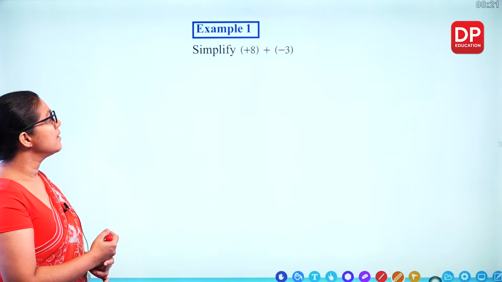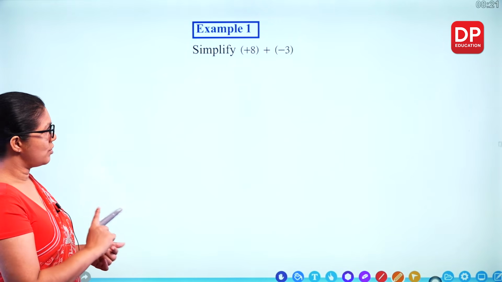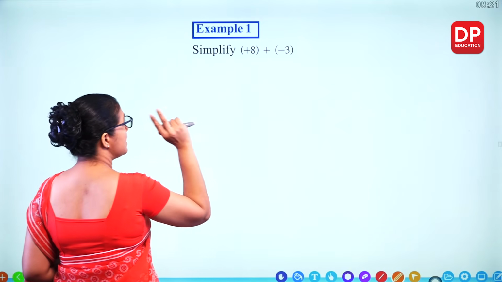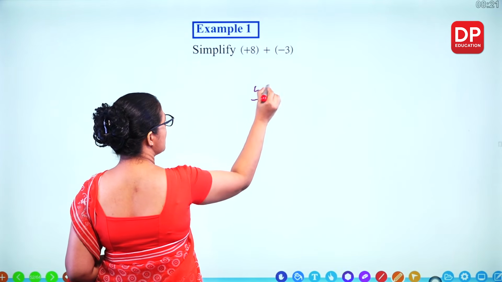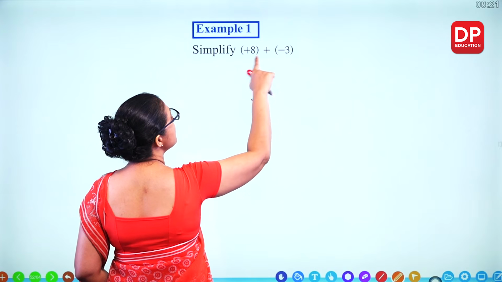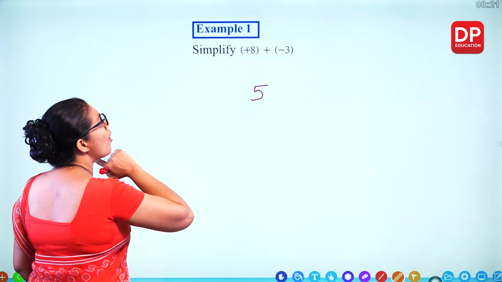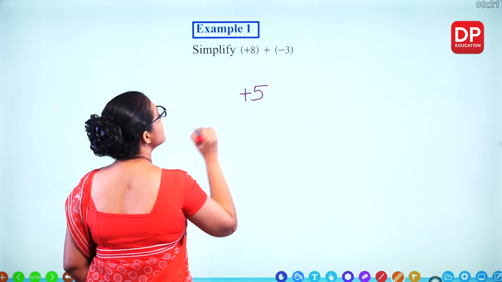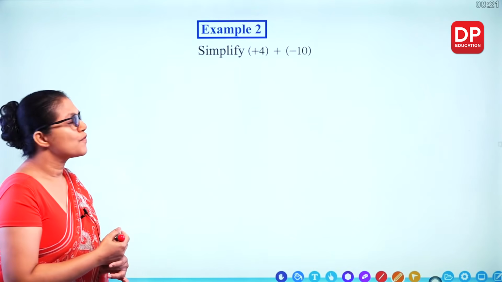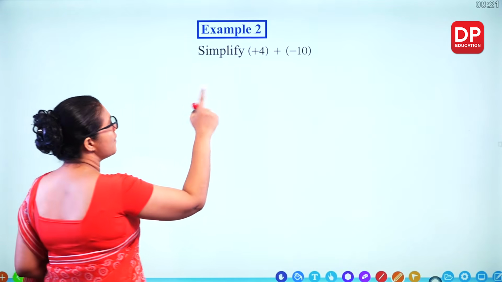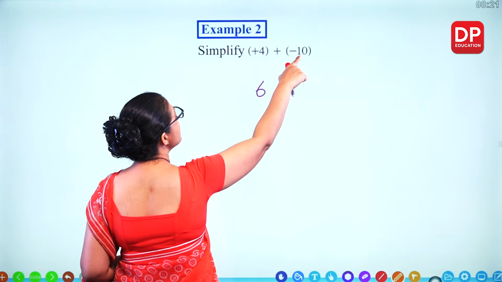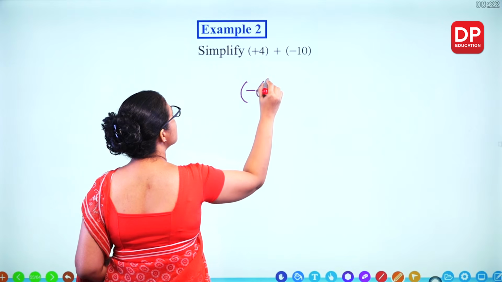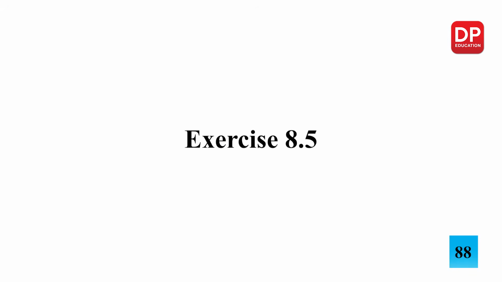Example number 1, simplify. Now, two different signs. So when you get two different signs, you take the difference. 8 and 3 difference is 5. The most distant point value from initial, that's plus 8. So this is plus 5. Plus 4 and minus 10. Difference is 6. Most distant value is 10. So that's minus 6.